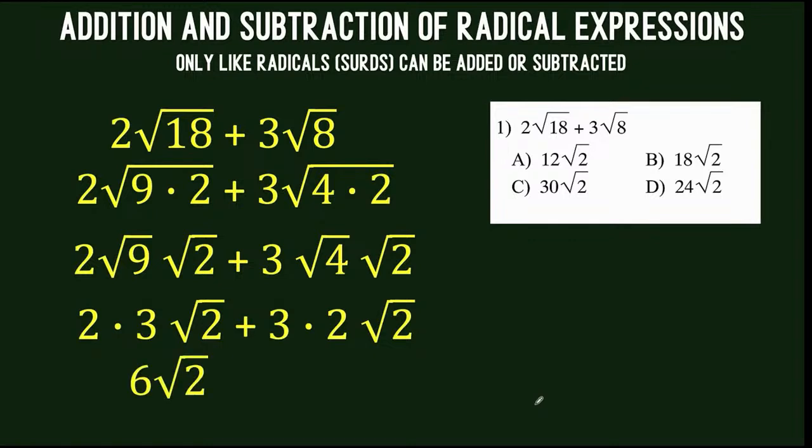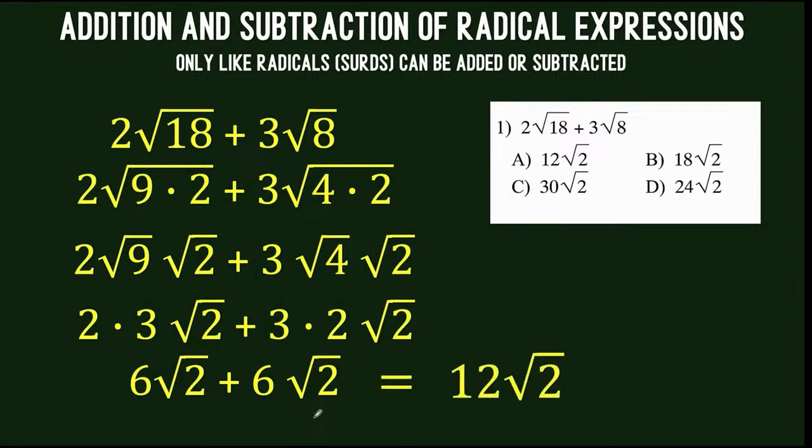With further simplification, we got 6 square root of 2 here and another 6 square root of 2 at the right. So you have 6 copies of square root of 2 plus another 6 copies of square root of 2. The result is 12 copies of square root of 2, which is letter A. That is how we add radical expressions.